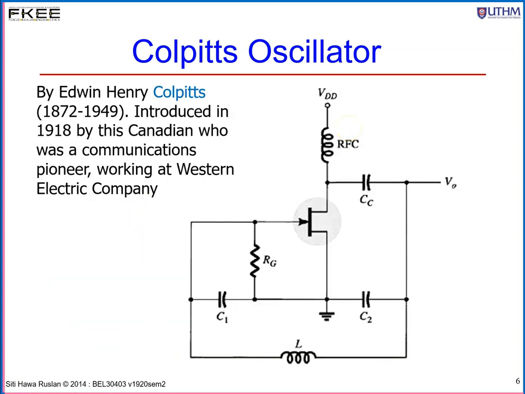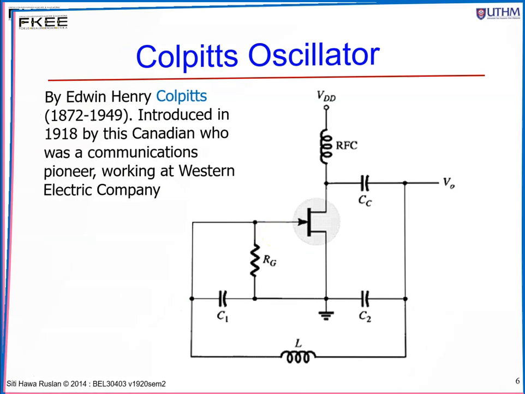And this is another type of Colpitts oscillator. We have a JFET over here with an RFC, radio frequency choke, and you have two capacitors, C2 connected to the output, C1 connected to the input, with one inductor. So this is the feedback network for the Colpitts oscillator, and this type of oscillator was introduced by Edwin Henry Colpitts in 1918. It will generate a sinusoidal waveform at a very high frequency.